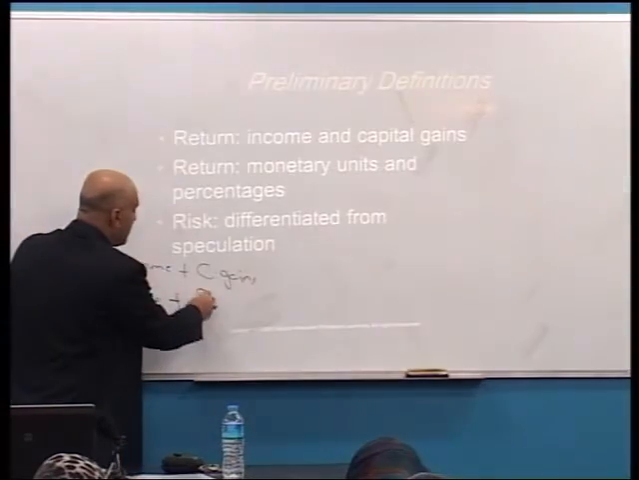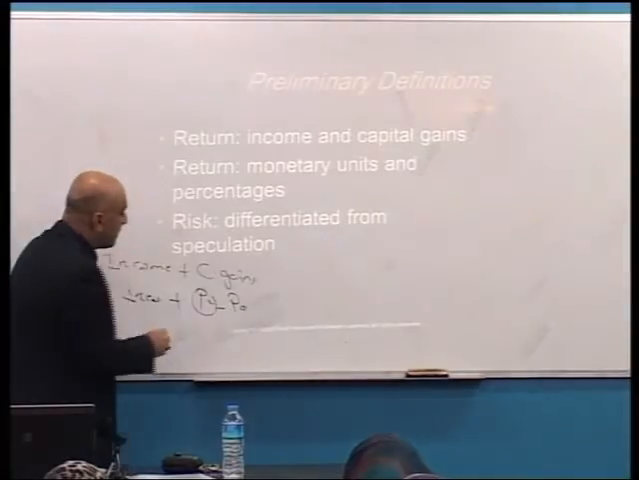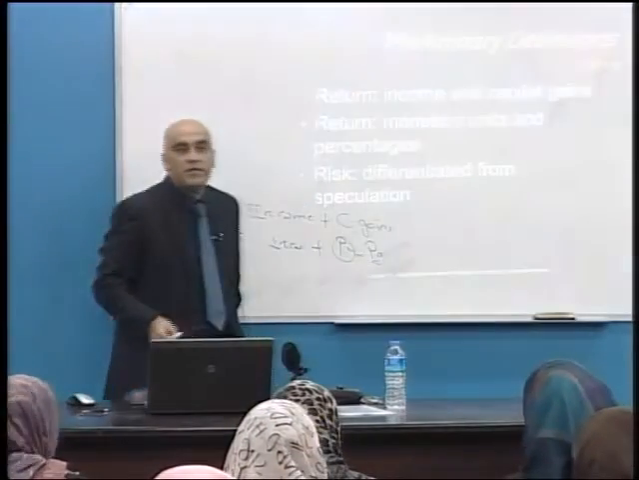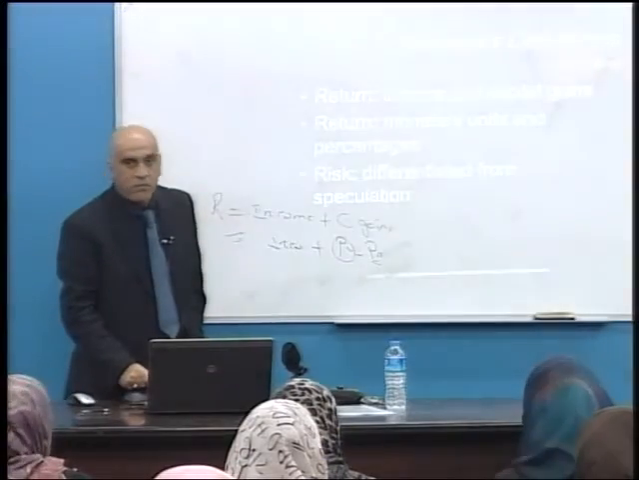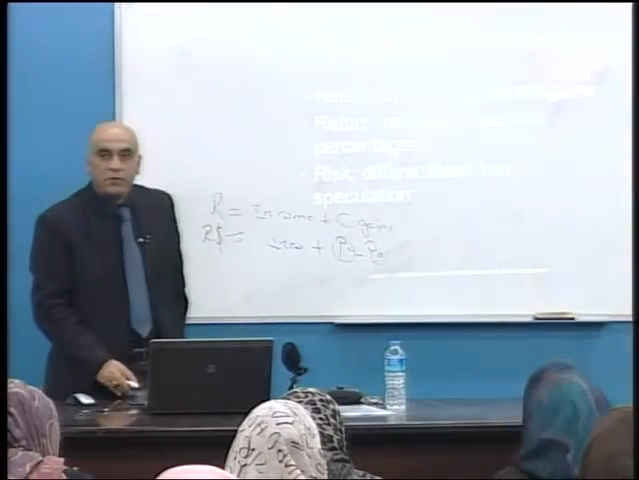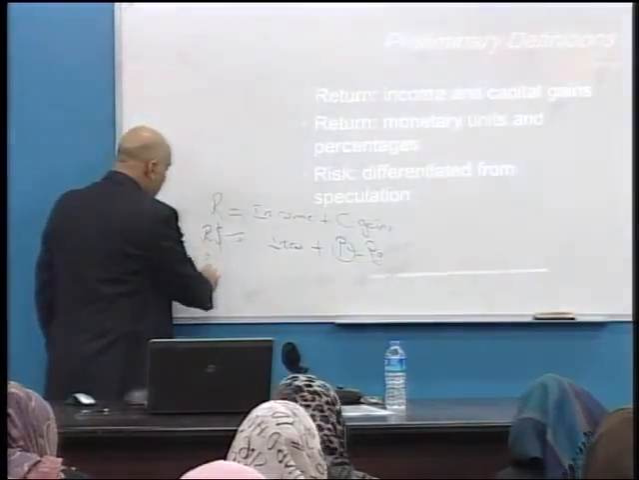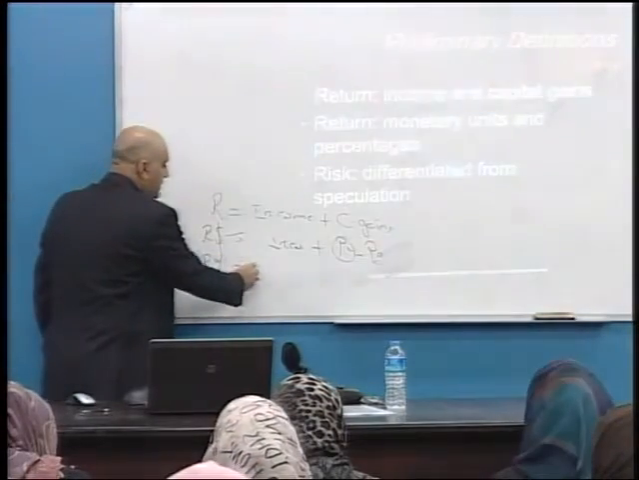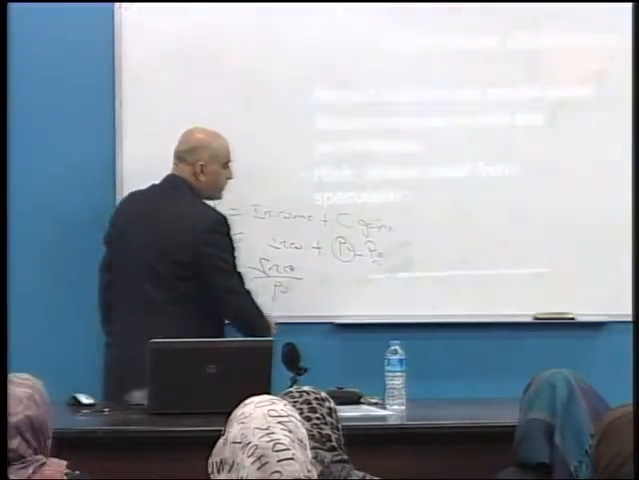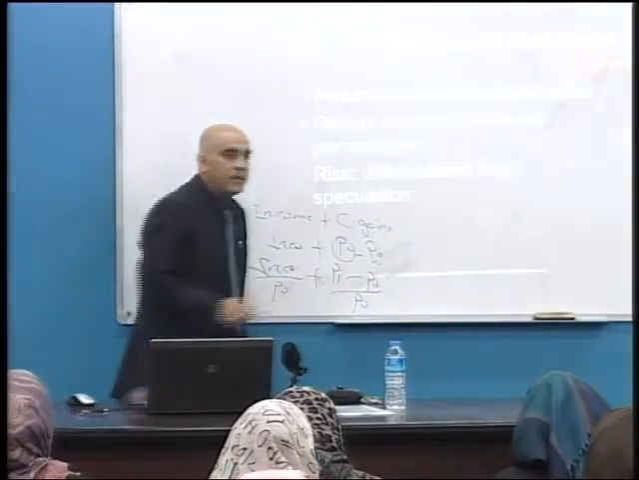The capital gains is P1 minus P0. P1 is the selling price of the assets, and P0 is the buying price of the assets. So this is the return in dollars. If you want to calculate the return as a percentage return, so the return as a percentage is equal to the income divided by P0 plus P1 minus P0 divided by P0.